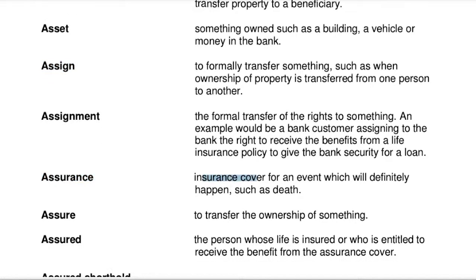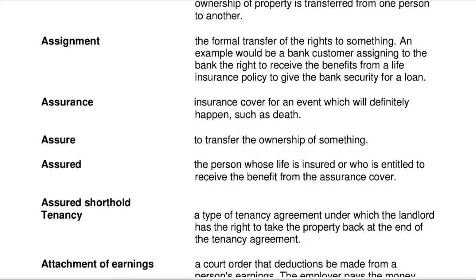Assurance. Insurance cover for an event which will definitely happen, such as death. So assurance is for an insurance of something that will definitely happen, because it's assured to happen. Assure, to transfer the ownership of something. To assure. Assured is the person whose life is insured or who is entitled to receive the benefit from the assurance cover.